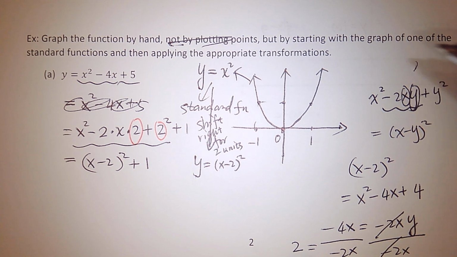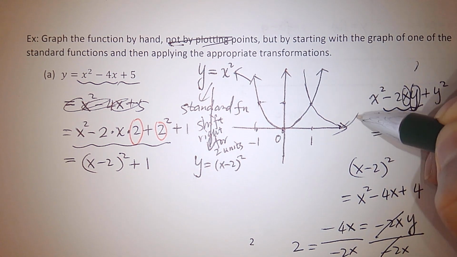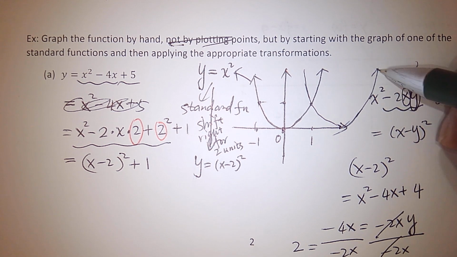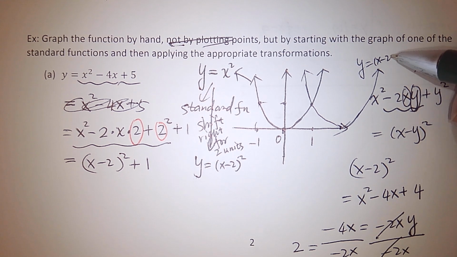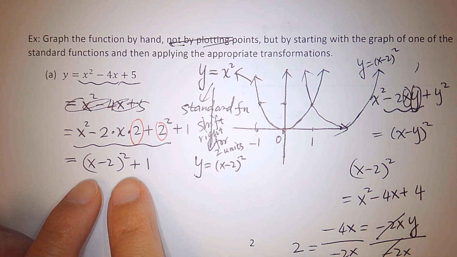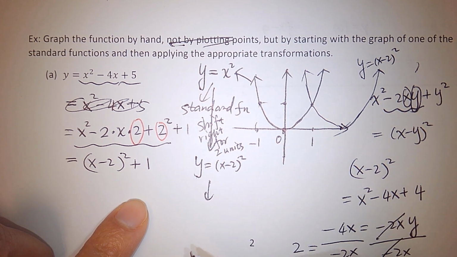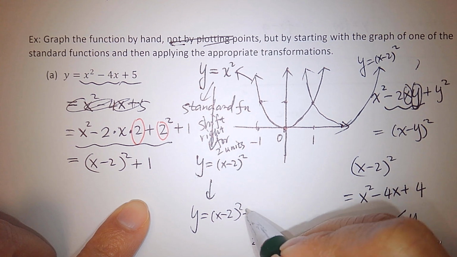Okay, so to the right for 2 units, let's graph it briefly. Okay, so this is what? This is a graph of y equals x minus 2 squared, right? But we're not done yet, right? We want to have this final function, right? So we want to get y equals x minus 2 squared plus 1.